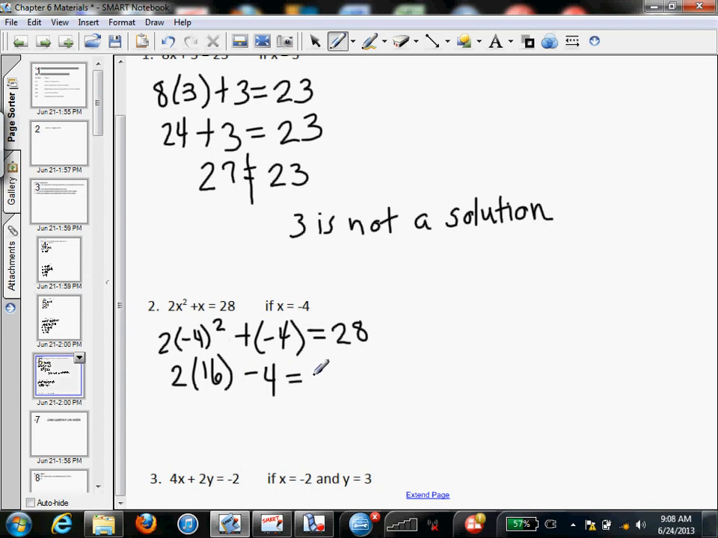minus 4 equals 28. So what is 2 times 16? That is 32, minus 4 equals 28. And if you look, 32 minus 4 is 28, so 28 equals 28. So that means negative 4 is a solution.